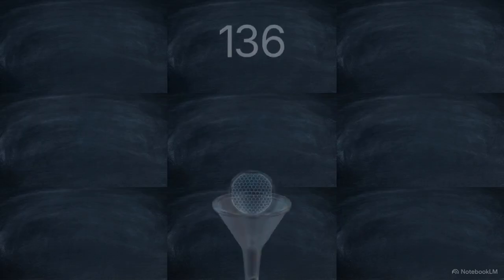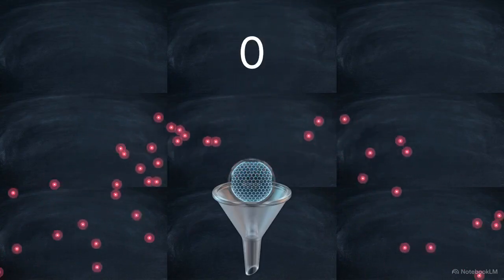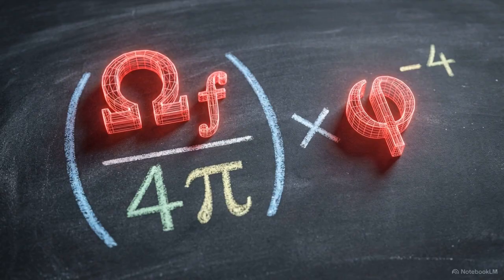Out of 136 candidates, exactly 0 natural matches were found that carried a mathematical complexity under 4 and an error rate below 0.1%. The search for the fine structure constant, alpha, yielded a mathematical expression with a 0.034% error. However, this expression required a complexity score of 8, relying on 4 independently chosen parameters. This is a post hoc mathematical fit, not a structural derivation.